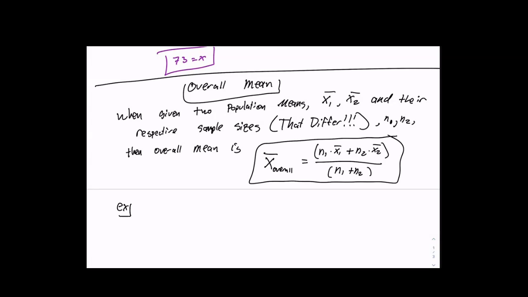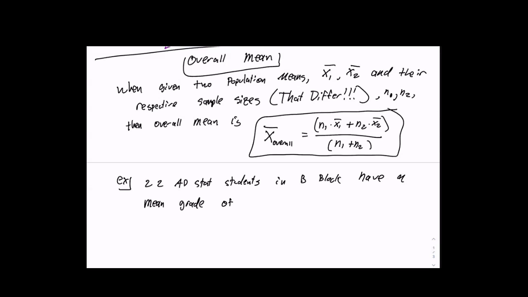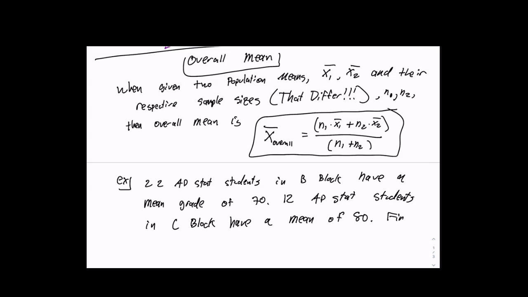Example: 22 AP stat students in B block have a mean grade of, let's say, 70. 12 AP stat students in C block have a mean of 80. Find the overall mean.